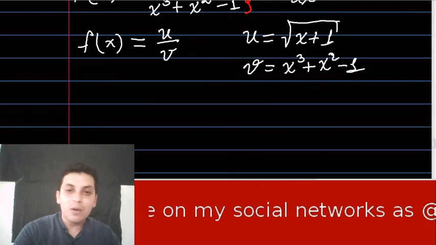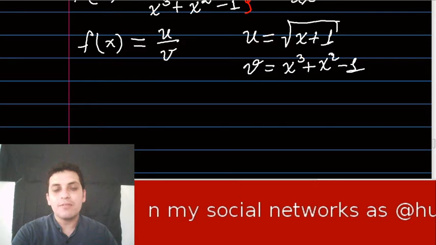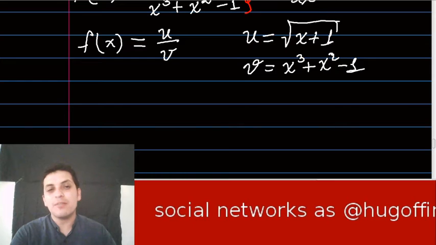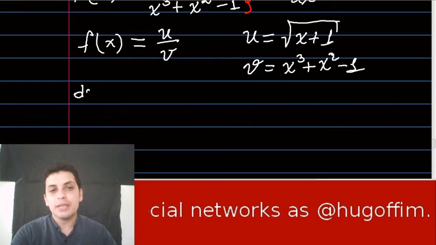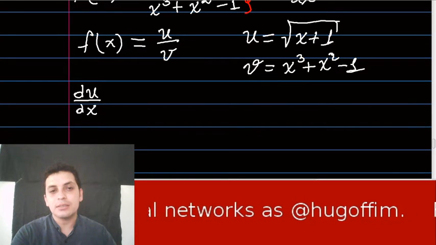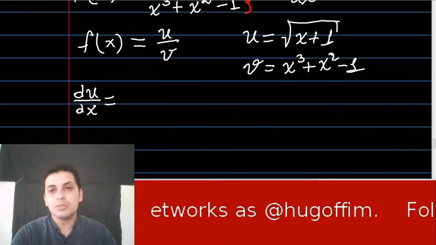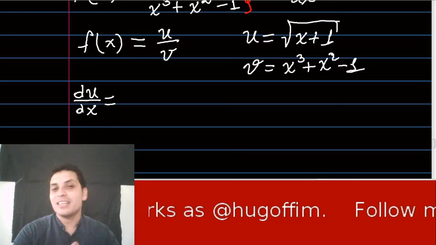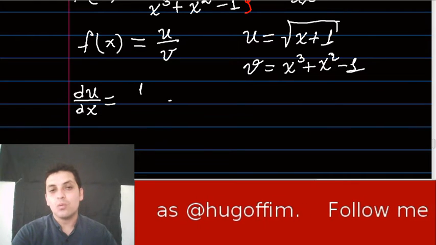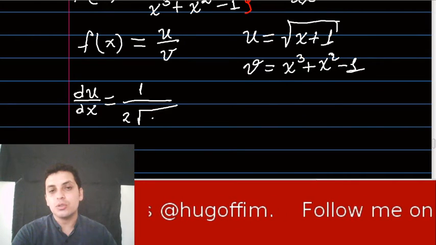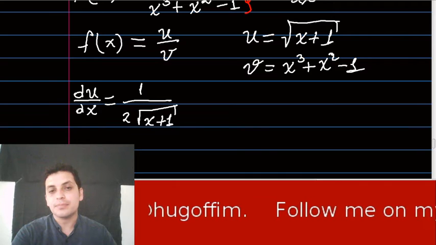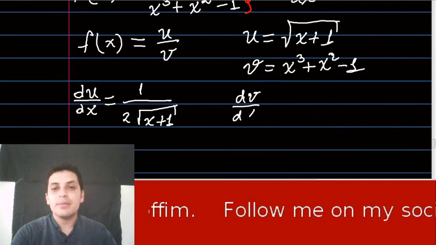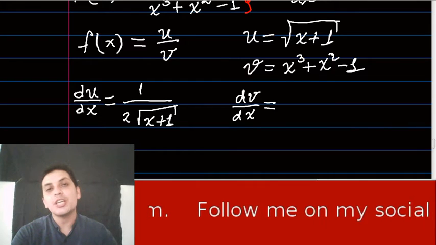So now what we're going to do is to apply the formula for division. But in order to use the formula for division, we need to get first du dx, the derivative of u with respect to x. You can see it in another video that I did about the chain rule. That is 1 over 2 root of x plus 1. And we need the dv dx. We need to differentiate v.